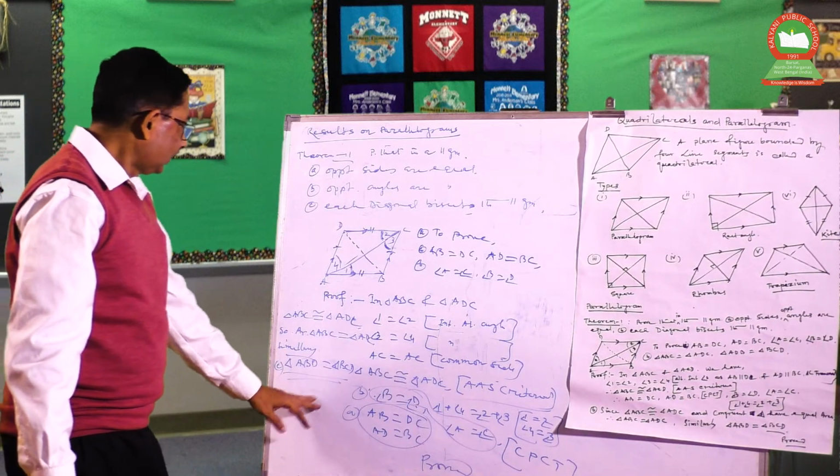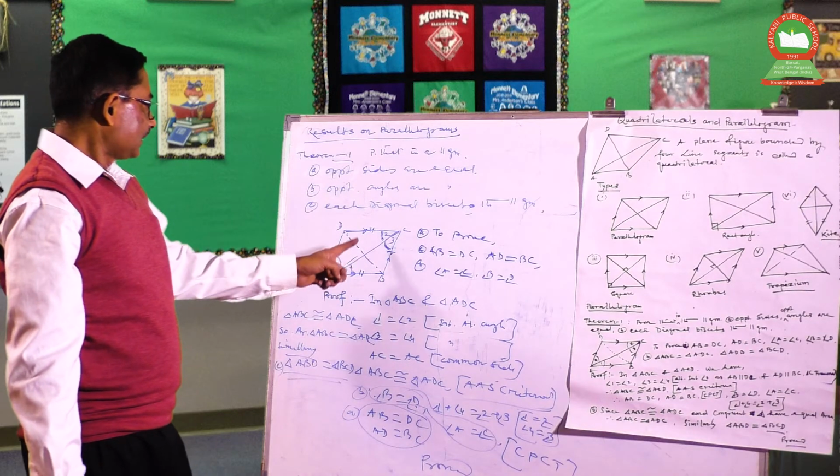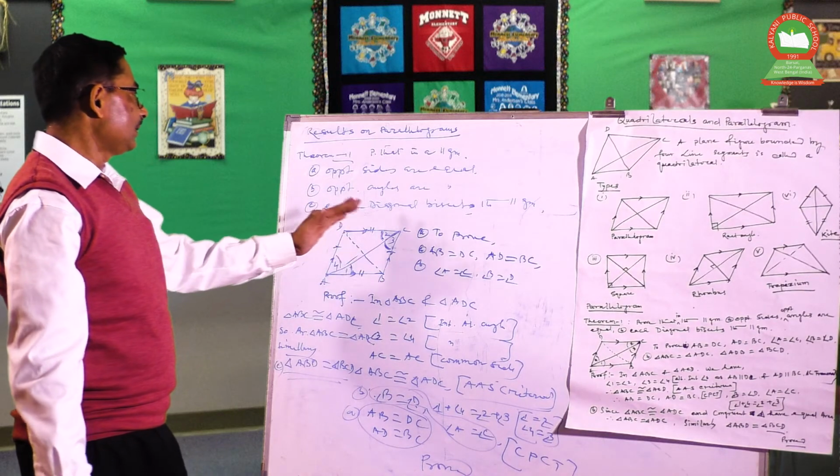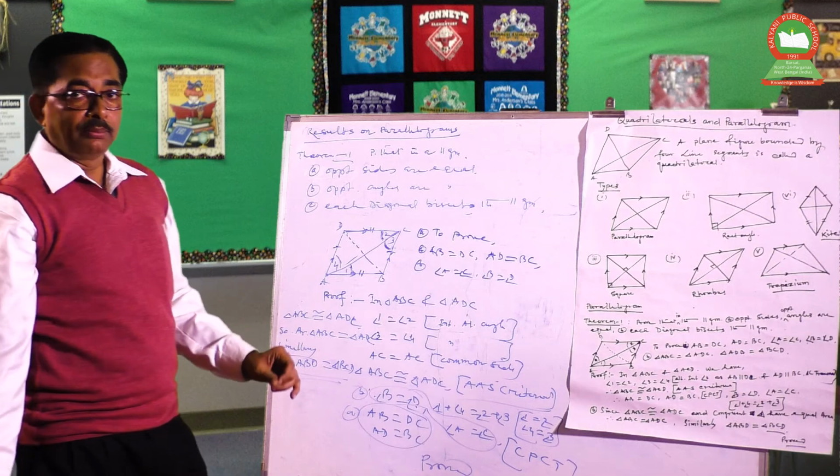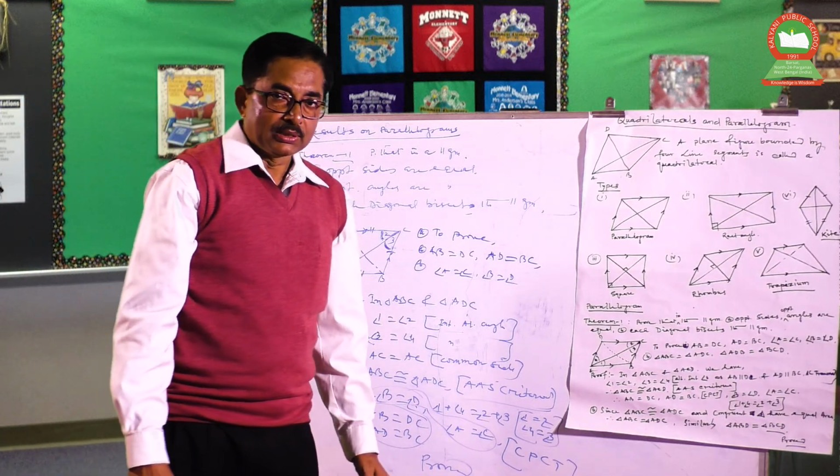So it is concluded that the opposite sides are equal, opposite angles are equal, and each diagonal bisects the parallelogram into halves. Thank you very much.